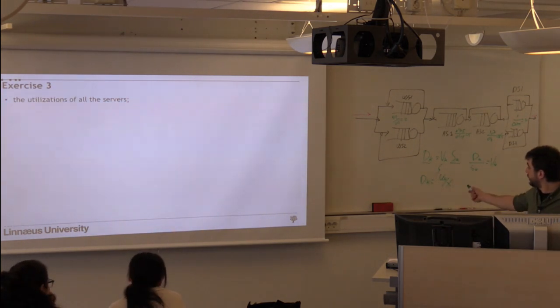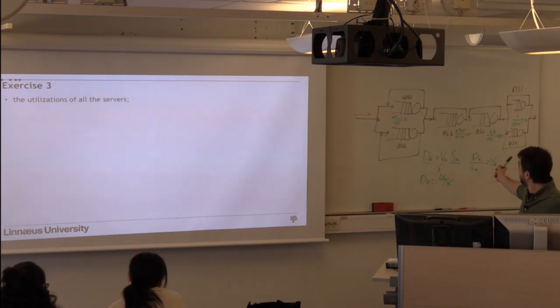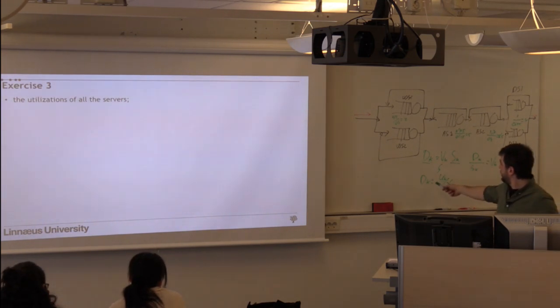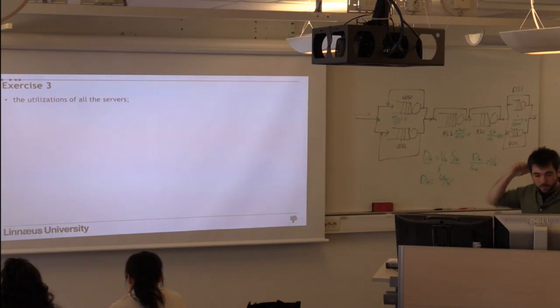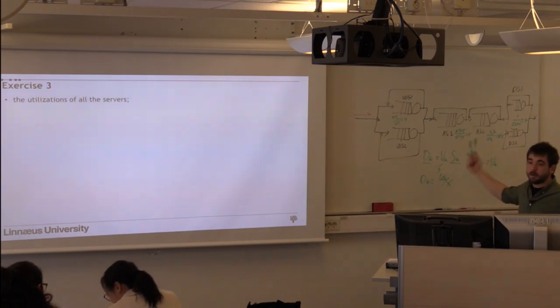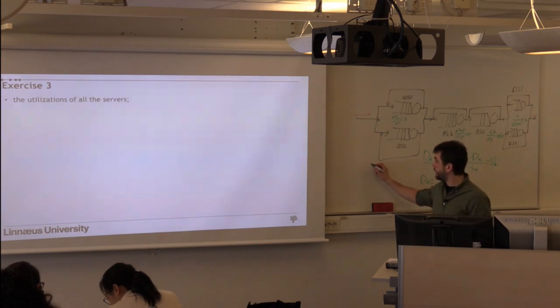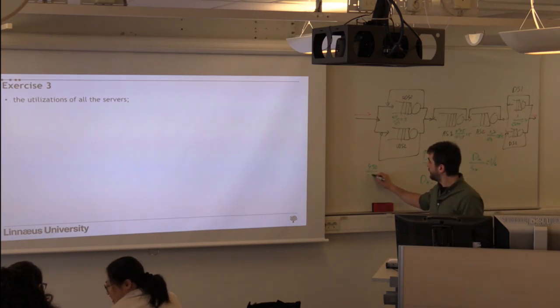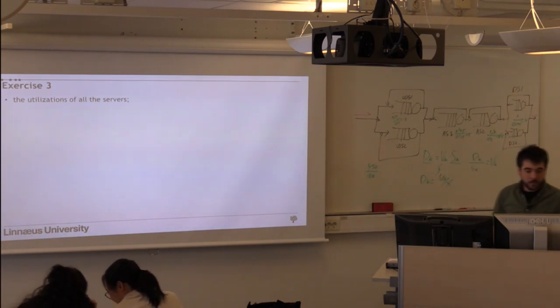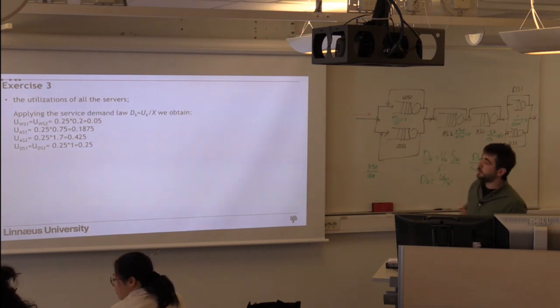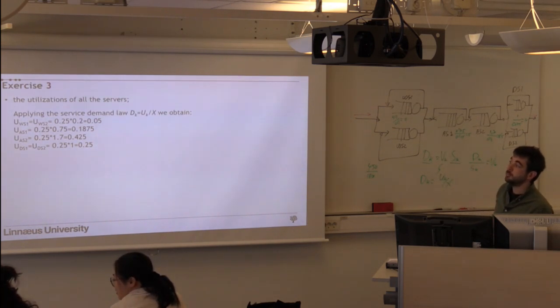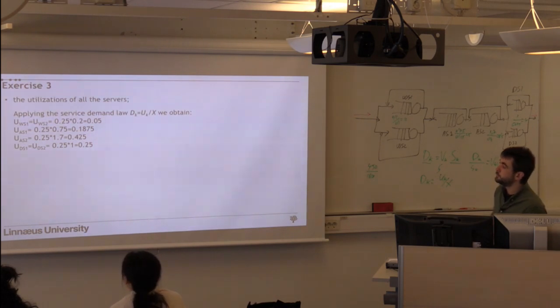We know all of this, so we know the demand because it's 0.2. It's the statement of the problem, and we know the throughput because we calculated it before. So the throughput was 450 divided by 1,800. So we can compute the utilization. The web server, it comes that the web servers are used 5%, 0.05.